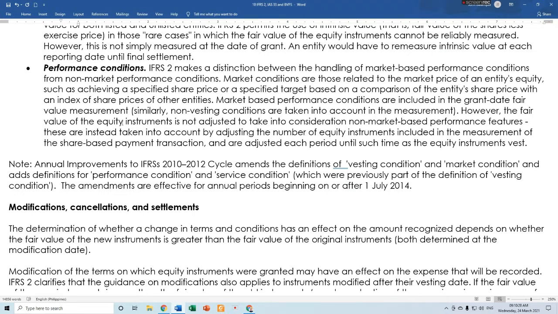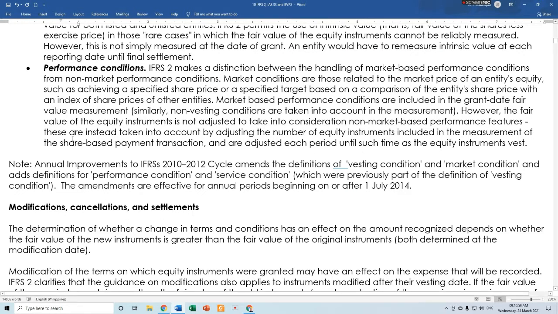Kasi hindi naman, kumbaga, pag sinabi kasi nating market based, it is a product of how the market or how outsiders perceive your shares or perceive your company. So, wala talaga tayong control doon, kaya kailangan natin siyang i-consider. Okay, pero yung mga non-market based, okay, hindi naman talaga siya related doon sa value ng shares mo. Okay? So, ibig sabihin, hindi siya ina-adjust or hindi siya gagamitin for the adjustment of the fair values. Okay?